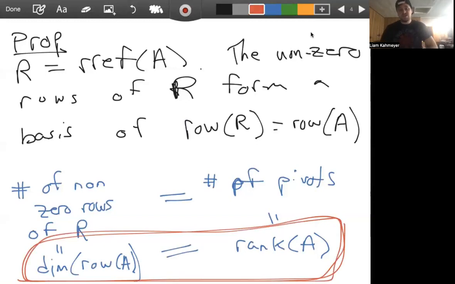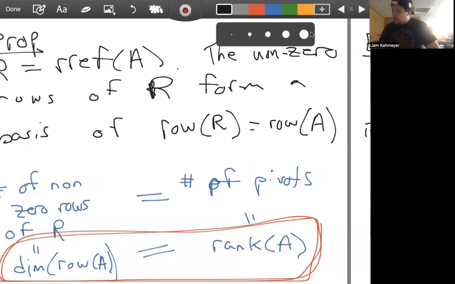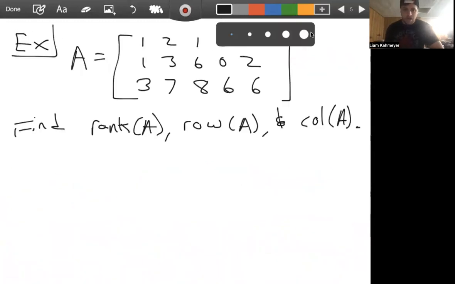And just by this understanding, we actually just came to the conclusion of a very important theorem: that the rank of a matrix is the same as the dimension of the row space. We'll see that here as a theorem in a little bit, but we can deduce it purely from this understanding. The number of non-zero rows of my reduced row echelon form is the same as my number of pivots. Then by transitivity of equality, the dimension of my row space is defined to be the rank, which is pretty cool. So with that in mind, let's calculate the rank, the row space, and the column space.